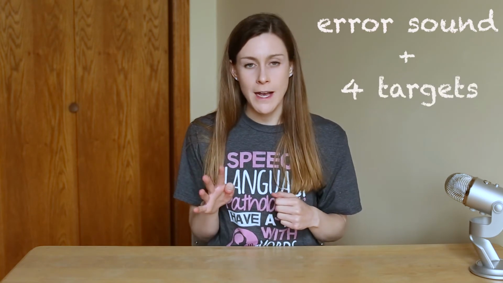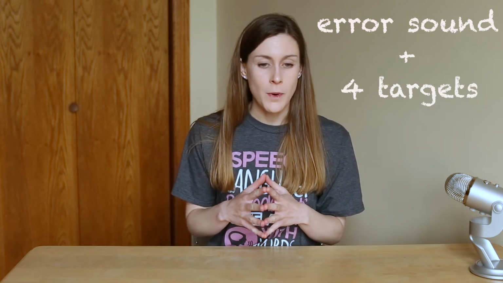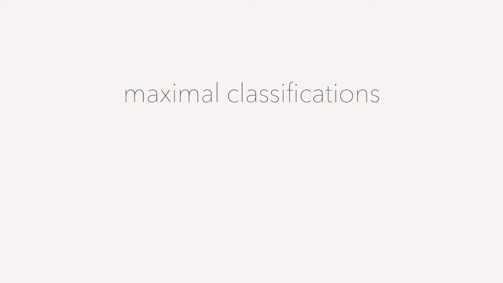sounds. If you've completed an evaluation on your client and you feel that your client would be a good candidate for the multiple oppositions approach, how do you know how to select targets? What you do is you take your client's error sound and then you choose 4 target sounds that are being substituted by that error. Those 4 sounds are chosen with consideration to maximal classifications and maximal distinctions.